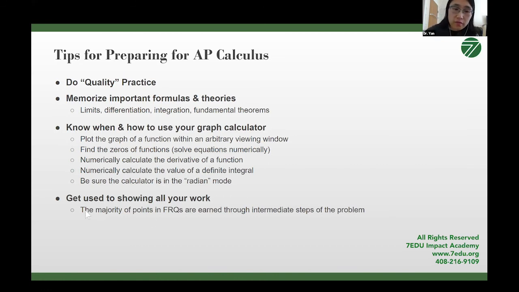Okay, and then finally, while you're preparing for the test and working on the free response questions, get used to showing all your work. Again, you can write more, but you cannot write less. Make sure that you show all the important steps, all the intermediate steps of the problem. And for word problems, make sure you also show the unit. Don't just put a number here without a unit, otherwise that number is meaningless.